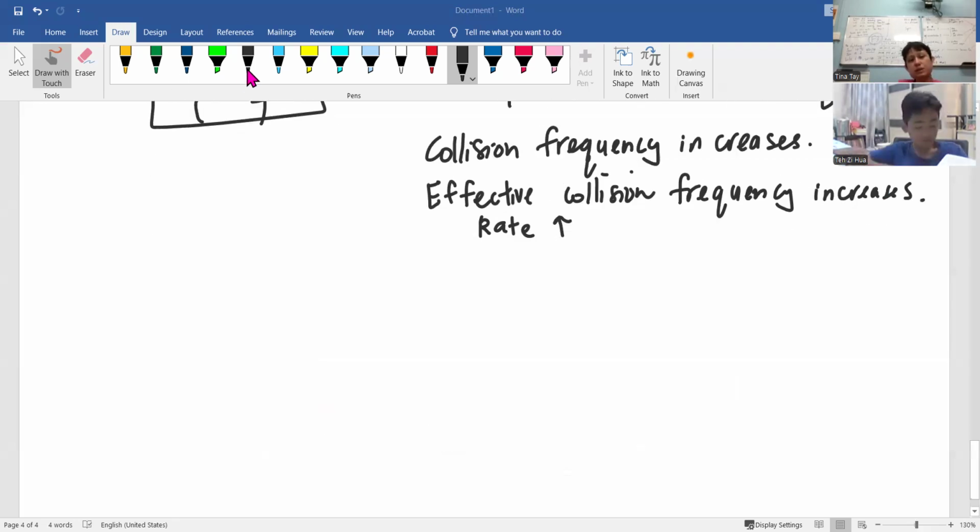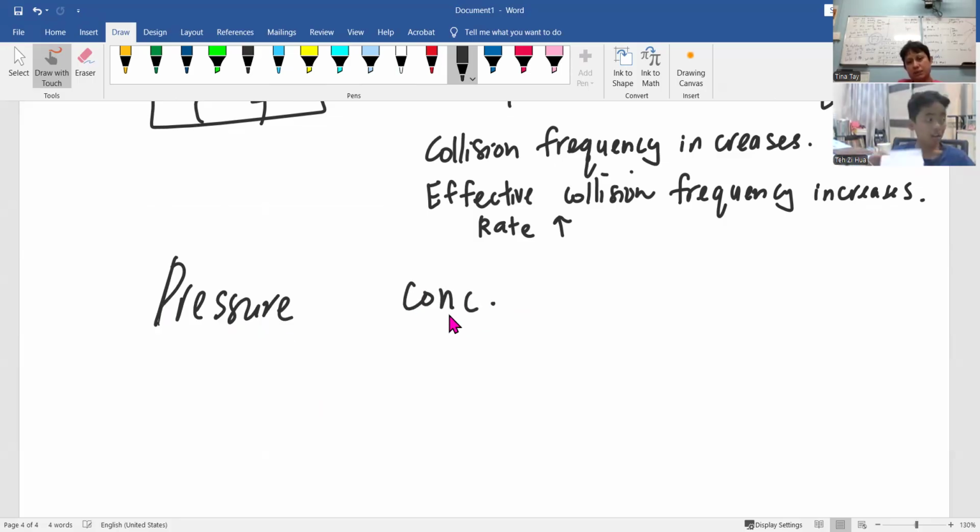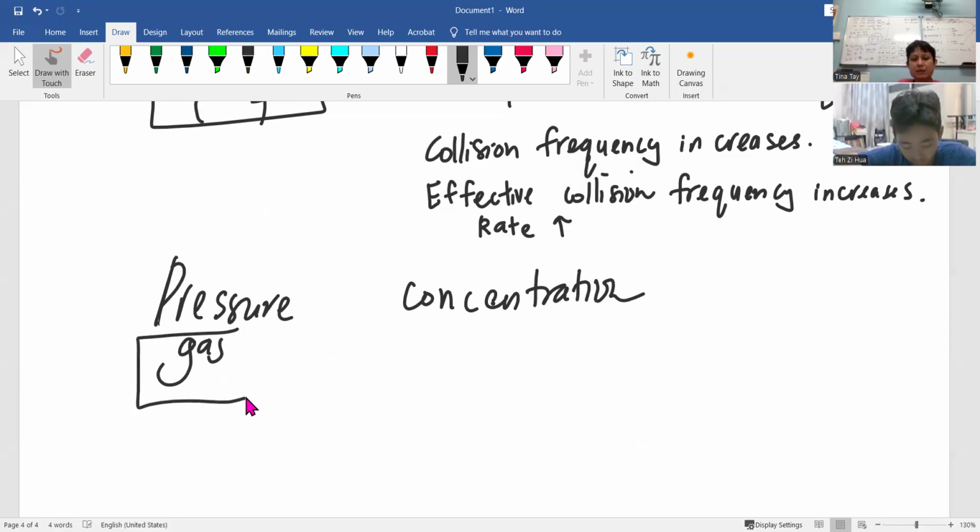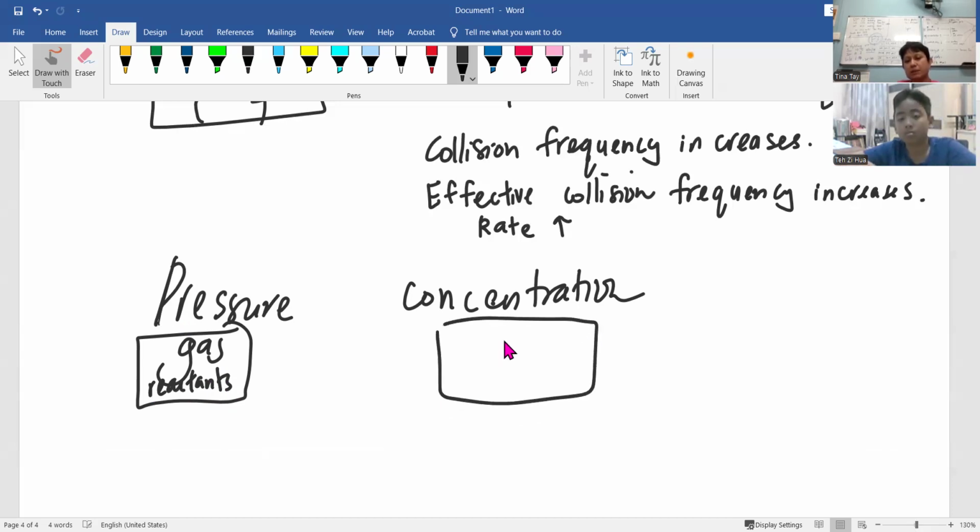So that is temperature. Pressure and concentration are almost the same. The difference is pressure is only applicable to gas, where the reactants are gas, and concentration is only applicable to aqueous solution.